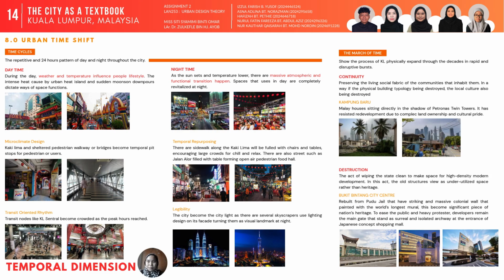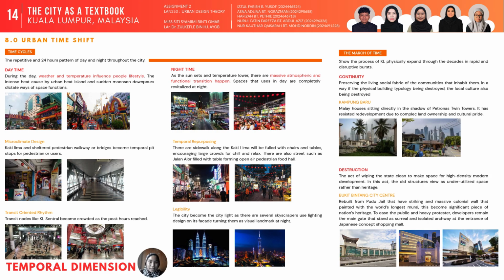So during daytime, the weather and temperature really influence people's lifestyle generally. Sometimes there is intense heat caused by the urban heat island, while at some times there are sudden monsoon downpours that also influence the space function throughout the city.